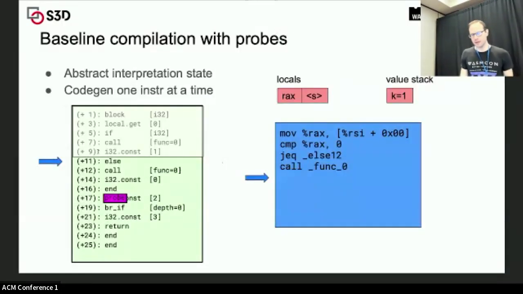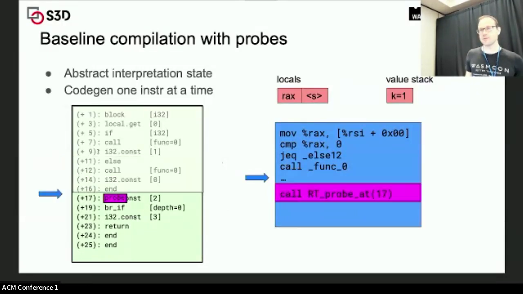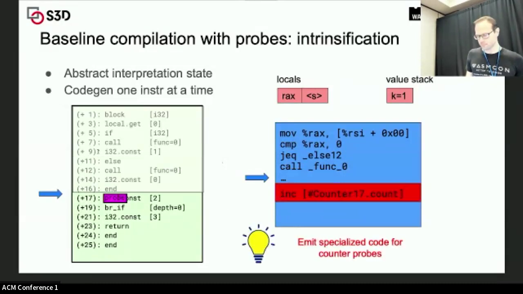So just an illustration of that. Baseline compilation is effectively an abstract interpreter that emits machine code, one instruction at a time. It produces remarkably good code because of the structure of WebAssembly. If we have a probe in the code, it's going to show up as one of these ugly purple colors here. It's very easy for the JIT to see that that's where it needs to insert a call to instrumentation.